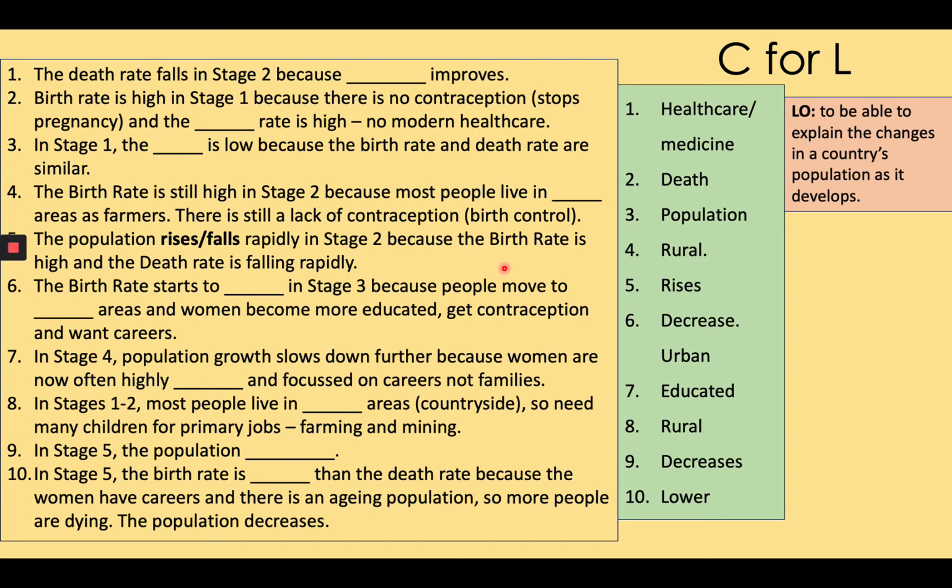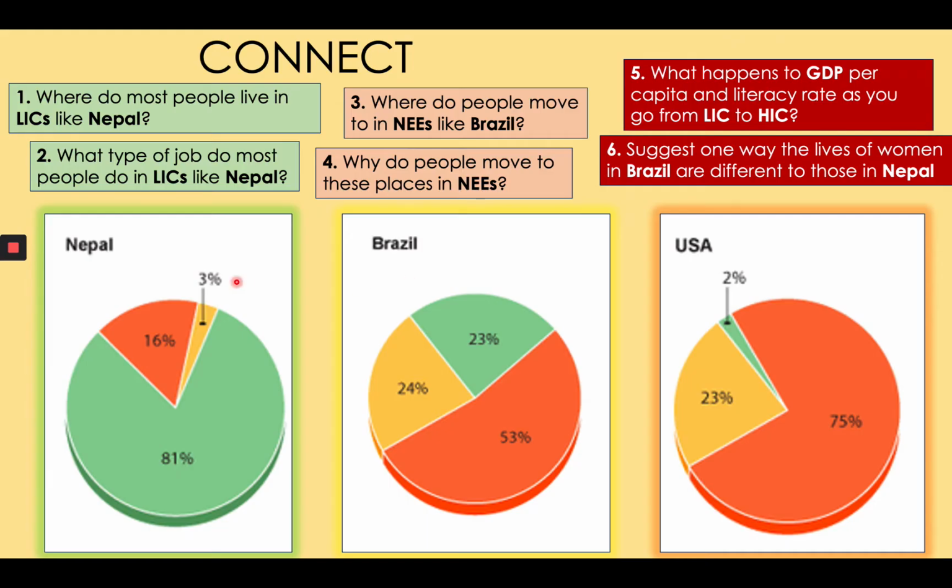Please write 1 to 6 in your books or on your sheet and look at the following. If you recall from a previous lesson, we looked at 3 pie charts of an LIC, an NEE and an HIC. Answer the questions in your books from memory and pause the video and we will discuss the answers together.